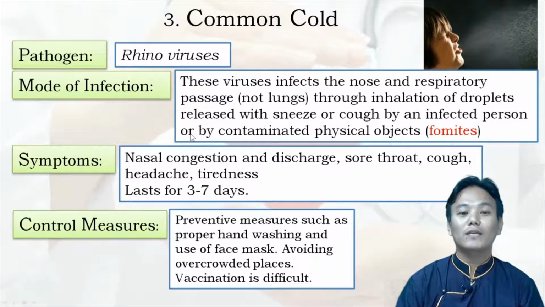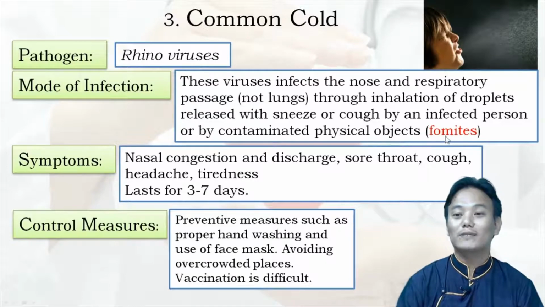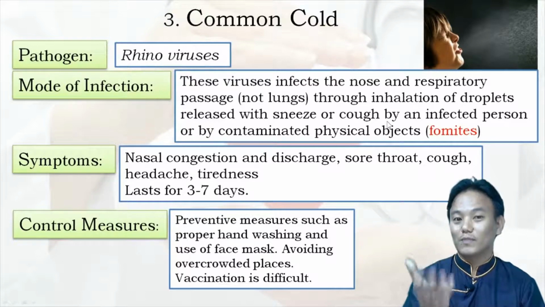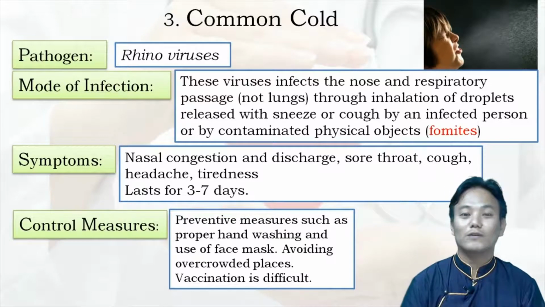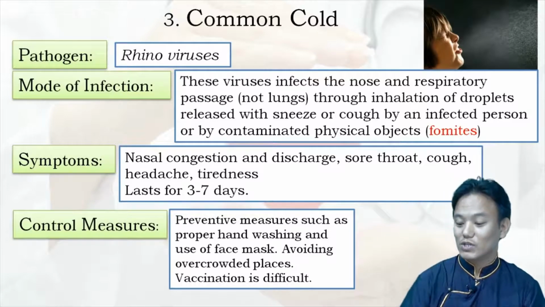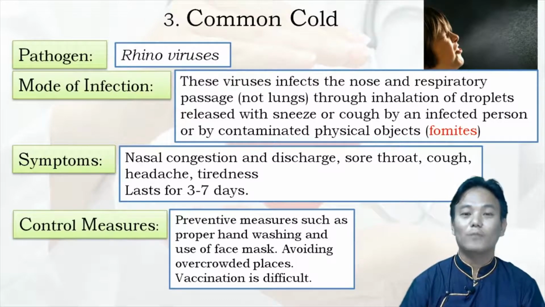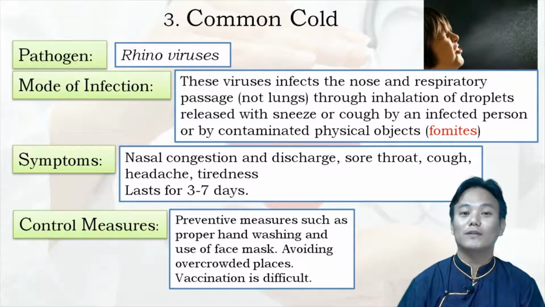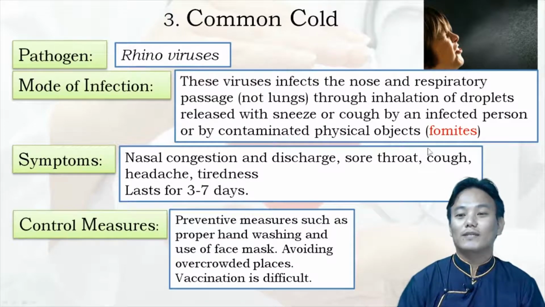Or it can also be spread by contaminated physical objects. The contaminated physical objects are also called fomites. This particular word has become quite popular due to coronavirus. So fomites are contaminated physical objects. If a person is suffering from a common cold or coronavirus, and that person touches a stuff or a physical object, that object becomes a fomite. It's now contaminated. You should not touch that. Okay, so that is about fomites.